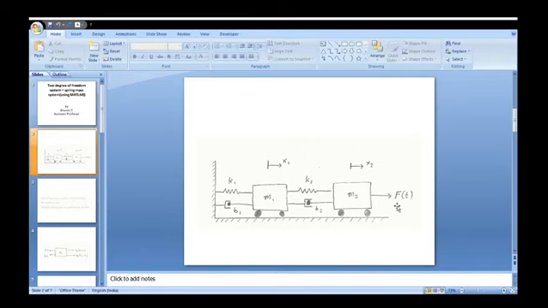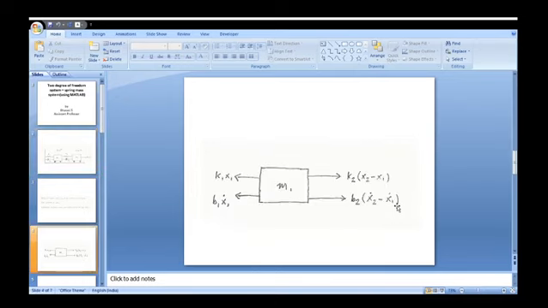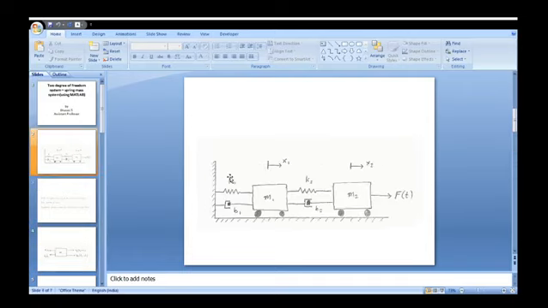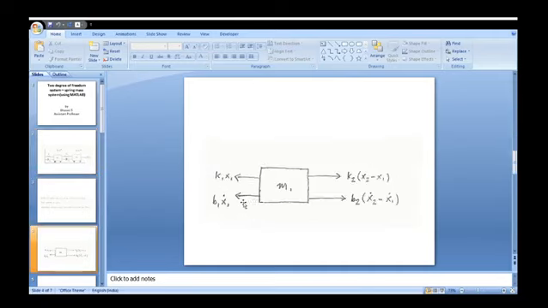In the next step, the drawing will be separated according to M1 and M2. In M1 we have the spring force K1 X1, because M1 on this side is attached to the spring constant K1 and is displaced by the displacement X1. Plus on this side the damping force B1 into X1 dot, that is velocity. The same will be repeated on the opposite side, which is attached with K2 times X2 minus X1, and B2 times X2 dot minus X1 dot.